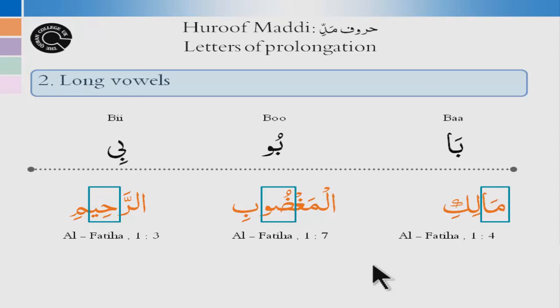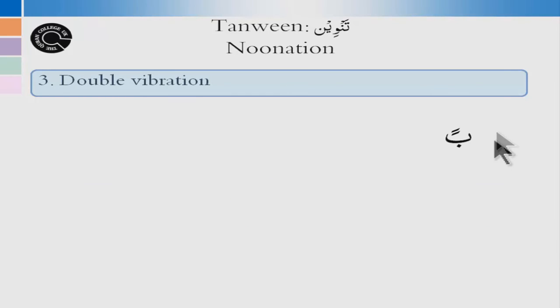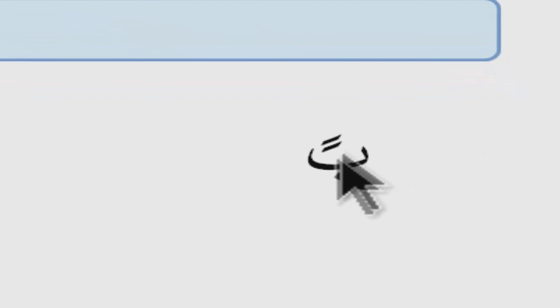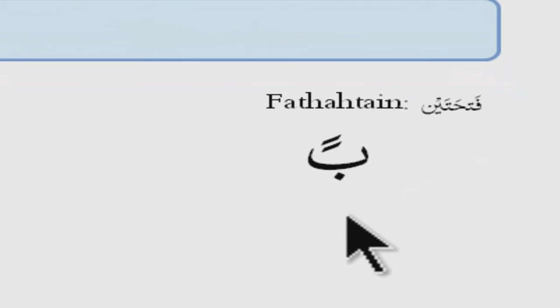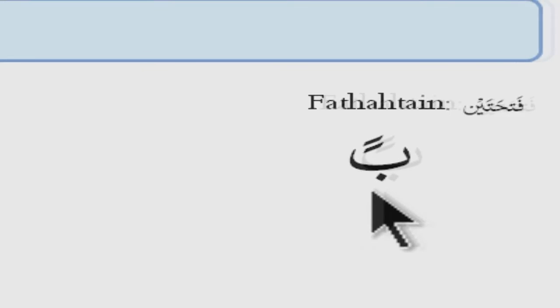Just after the long vowels, we have the third category, which is the double vibration. You put another diacritical sign on the top of it. Since that one was fatha and now it is double, that would be called fathatain. In Arabic, when there is something double, then a noon sound would come over there, so fathatain is the double vowels that you talk about.